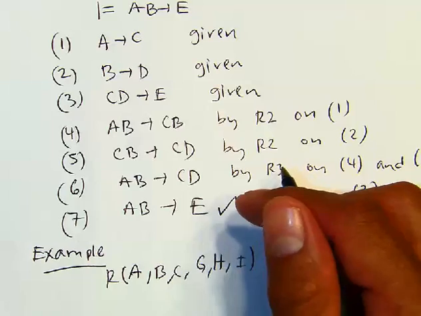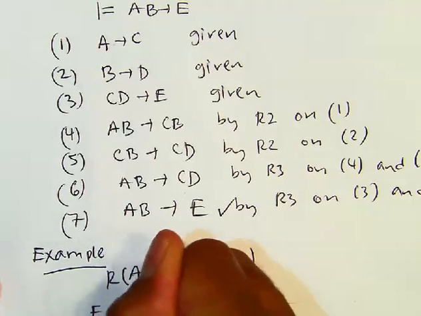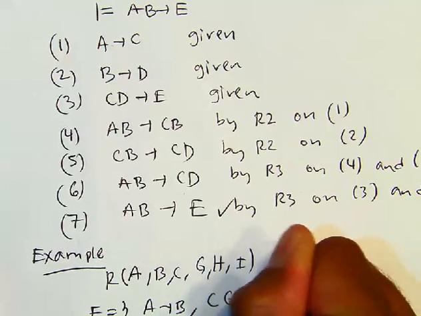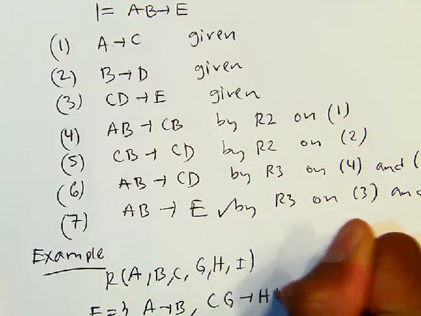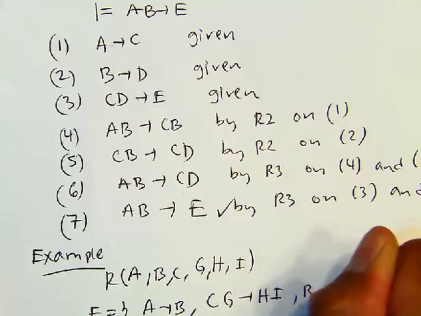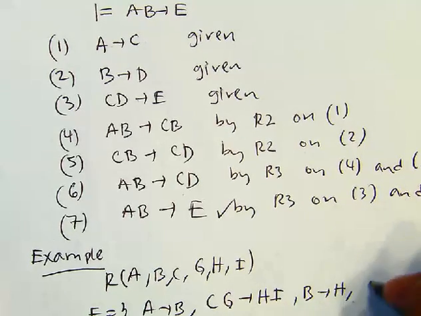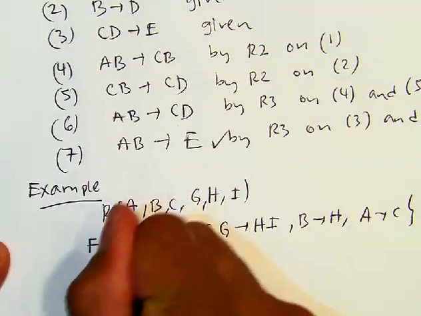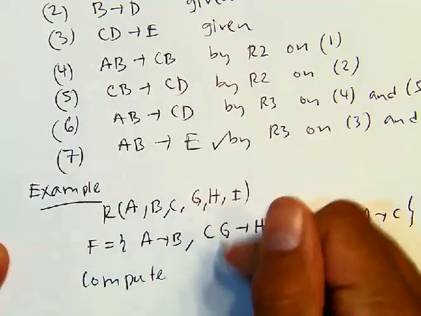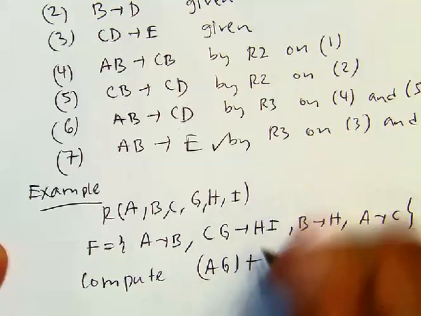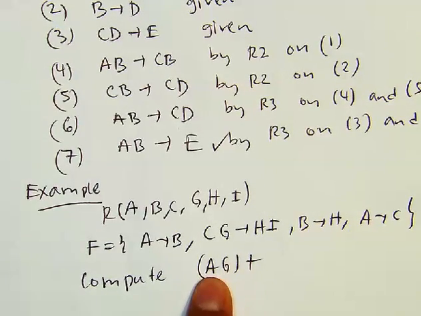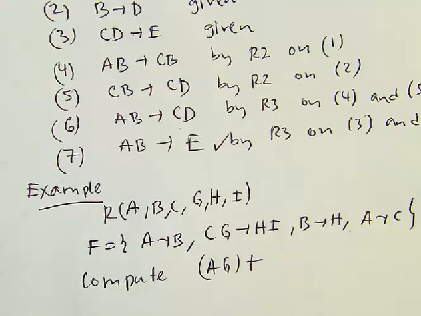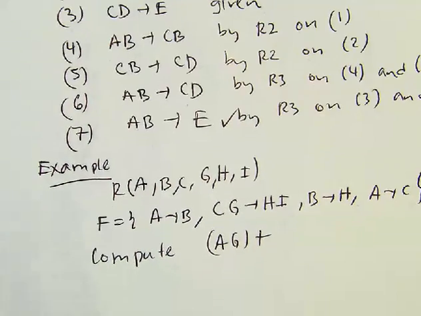And my set F is A implies B, CG implies HI, B implies H, and A implies C. And the question is, compute (AG)+, I mean the closure of those attributes. Don't confuse that with F+. F+ will be all possible functional dependencies that can be derived. So then this is what we do.